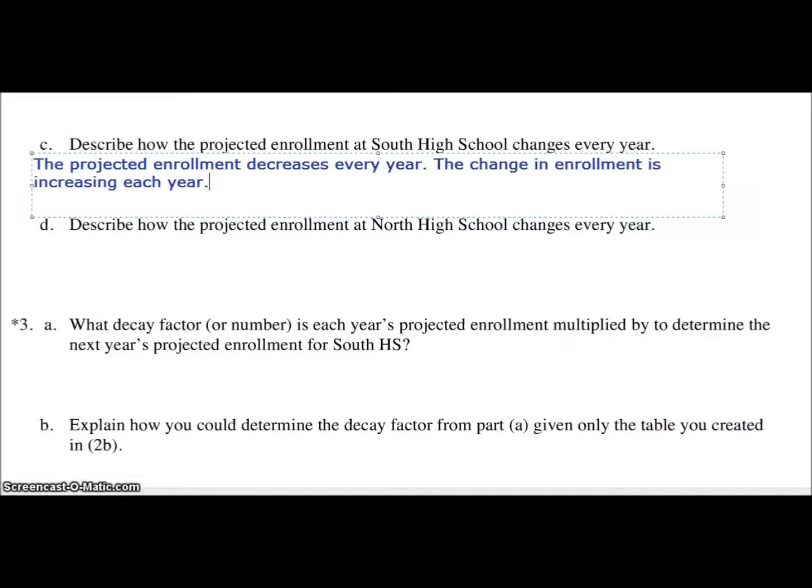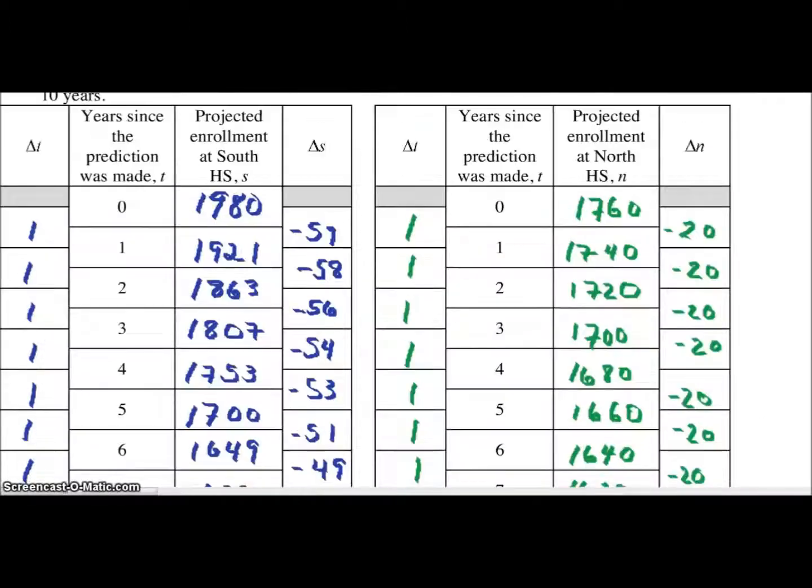Part D says, describe how the projected enrollment at North High School changes every year. That one was decreasing too, but remember that it was decreasing by a constant amount. We're decreasing by negative 20 each year. That change in enrollment is constant. Notice that if we took the change in the enrollment divided by the change in time, we'd always get negative 20. We have a constant rate of change. This is a linear function.